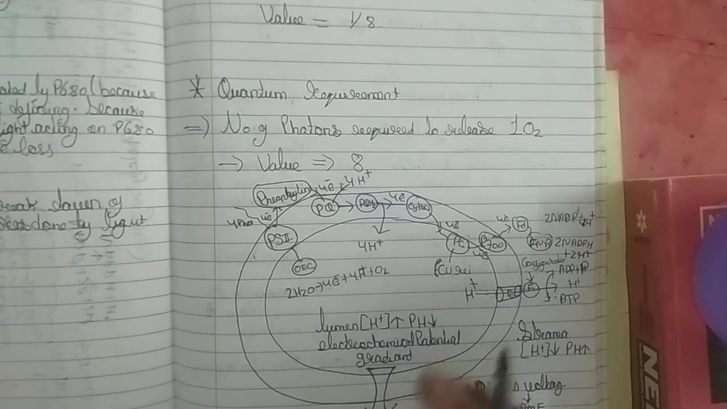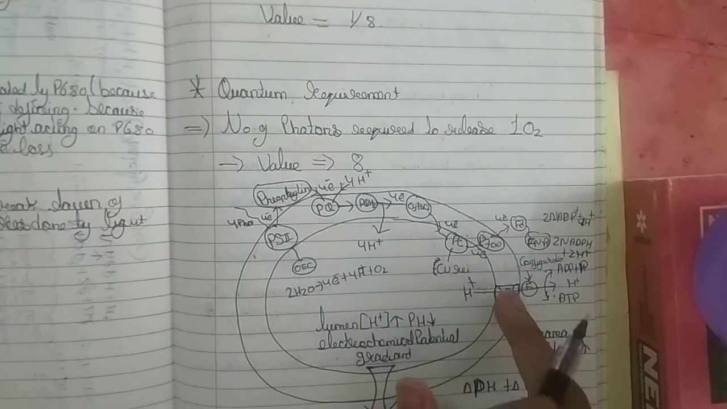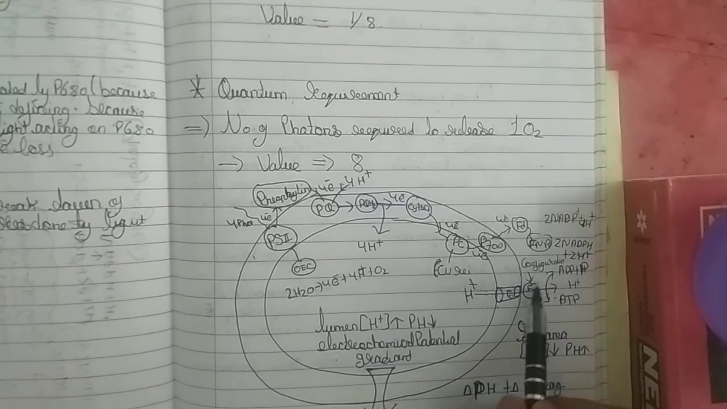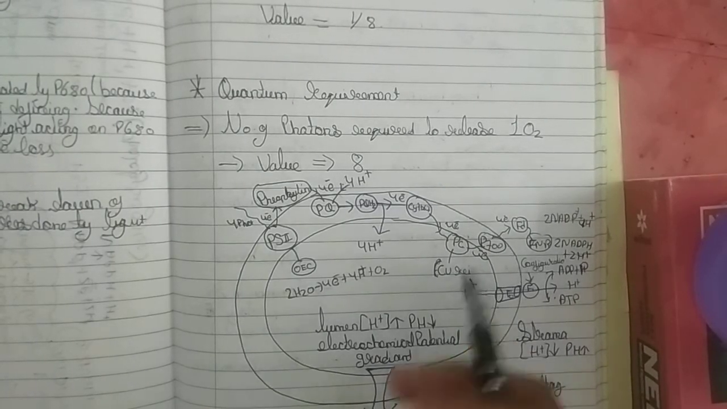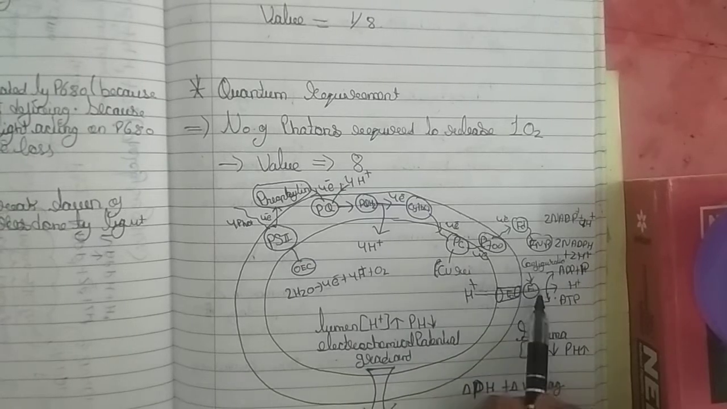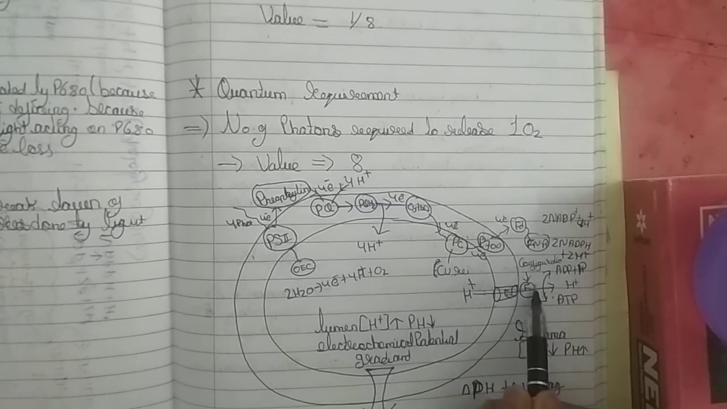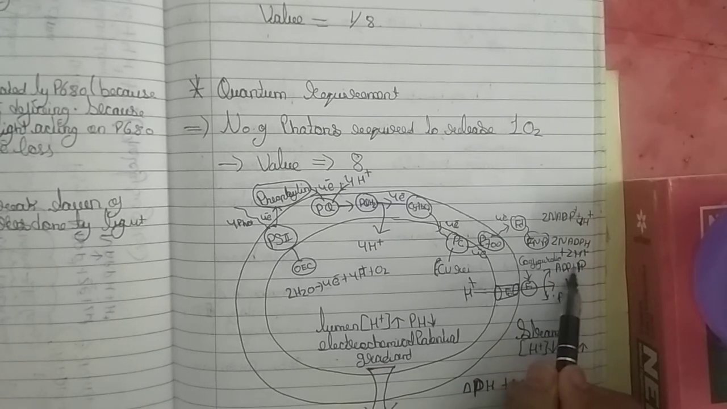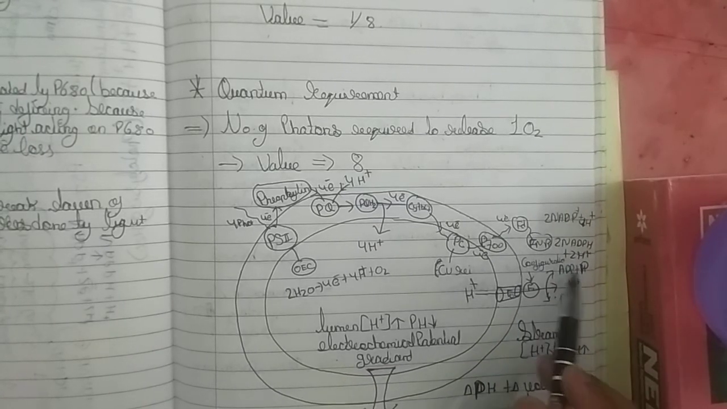So the H plus wants to move out of this grana, and when they move, they release energy. Actually, the energy is a force. So that is the proton motive force. Due to that force, phosphate is added to the ADP and forms ATP.